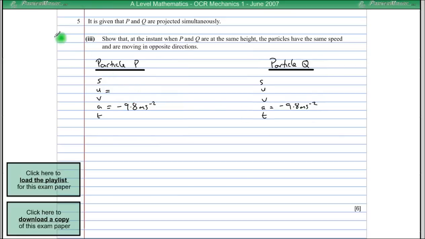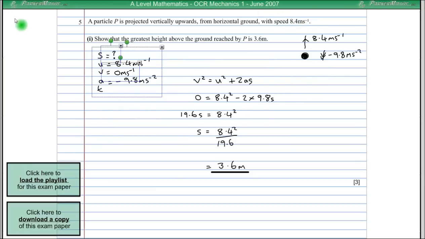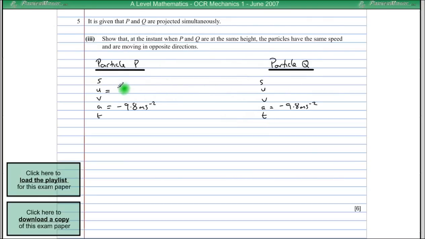Now we know the initial velocity of particle P from back here, look, is 8.4, and we know the initial velocity of particle Q is 5.6. We worked that out. So let's put them in. We've got 8.4 meters per second, and we've got 5.6 meters per second. We also know that S has to have the same value for both particles.